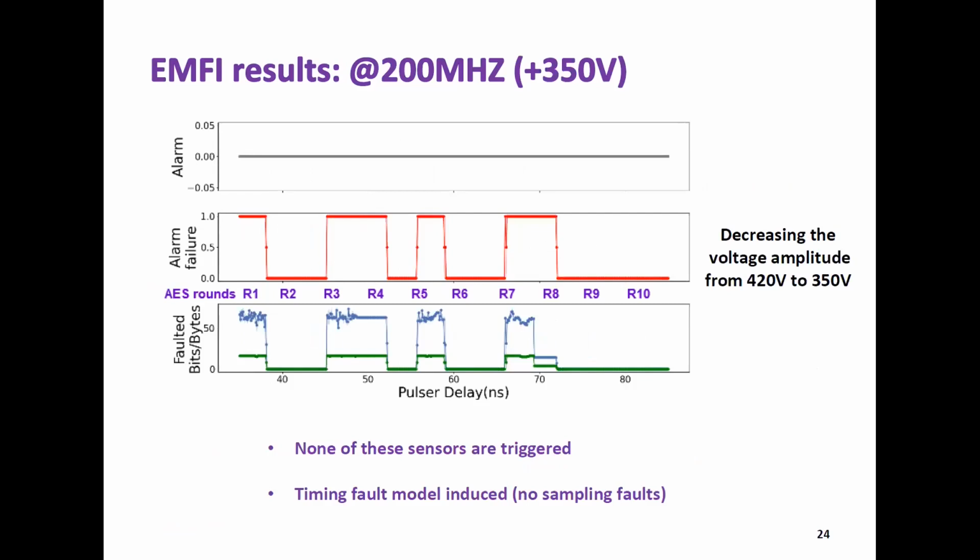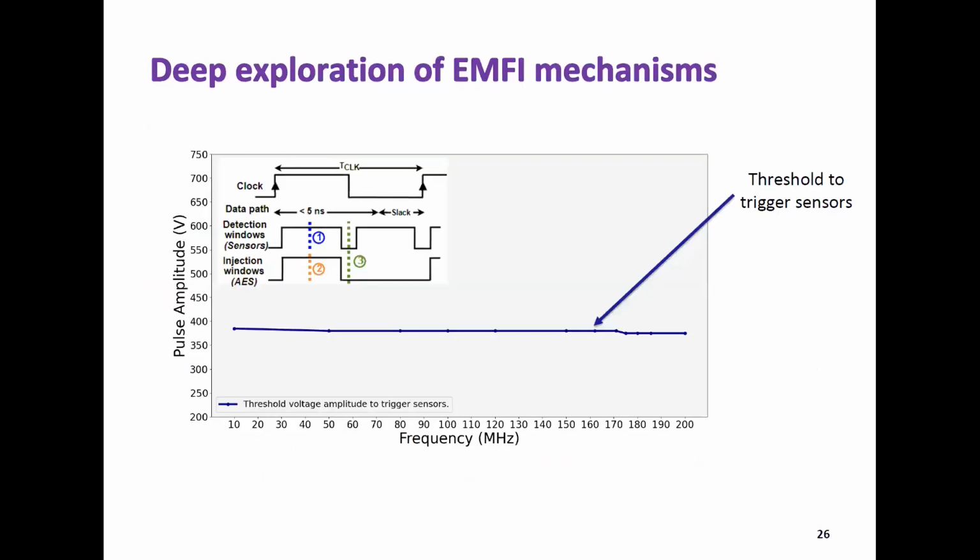This behavior at this frequency for a pulse amplitude of 350 volts is the timing fault model induced, and it's not a sampling fault. So to get a deep exploration of the EMFI mechanism over the target's full frequency range, we draw on the x-axis the frequency range from 10 megahertz until 200 megahertz. And on the y-axis, the pulse amplitude, the threshold voltage amplitude to inject a fault in the AES or to trigger the sensor, for different electromagnetic injection times.